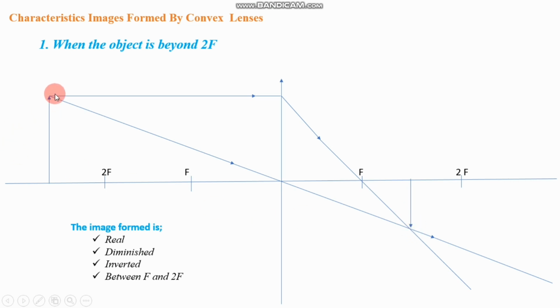Where there is an arrow is the tip of the object, and this tip is converted like that. So this is the tip of the image. So the image is inverted. So that is when the object is beyond 2F.